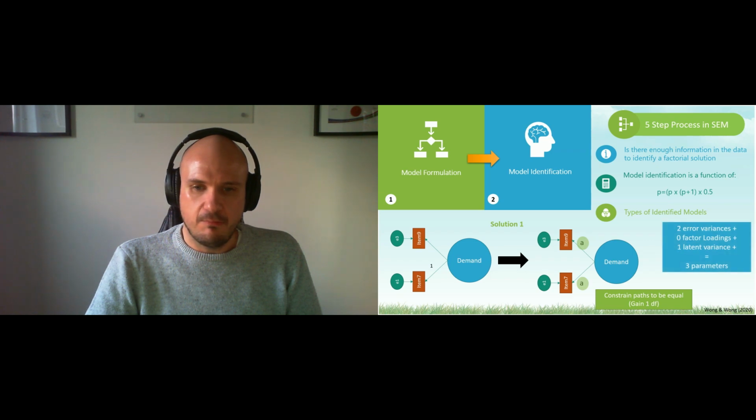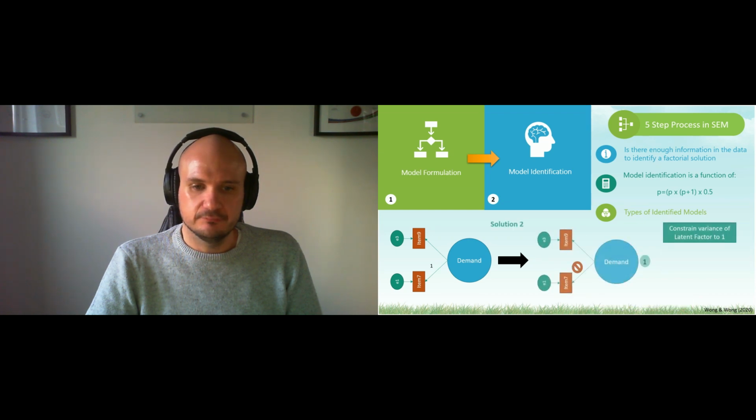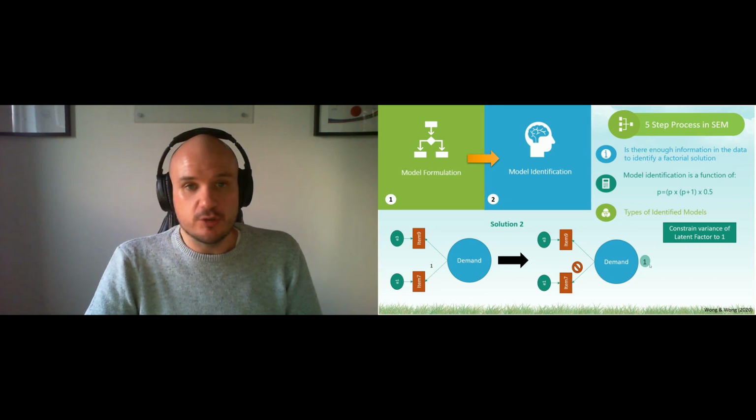So if we have 2 error variances, we have 1 latent variance, and we have 0 factor loadings, we've got 3 parameters, but we still have to specify 4. But at least it starts to give us 1 extra degree of freedom. Another thing that we can do is constrain the latent factor to 1. So what happens is that the little 1 that's on this constraint is taken off, right? And it's basically moved to demands. So the variance is kind of moved to demands.